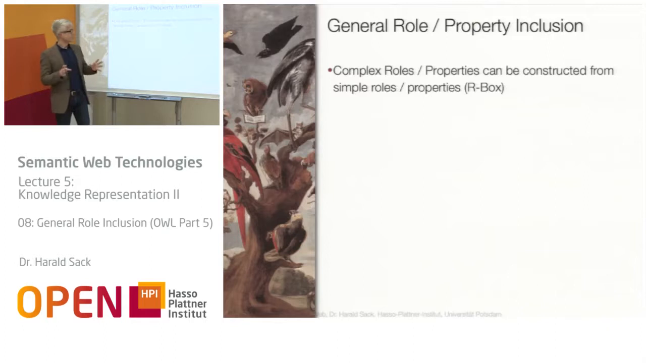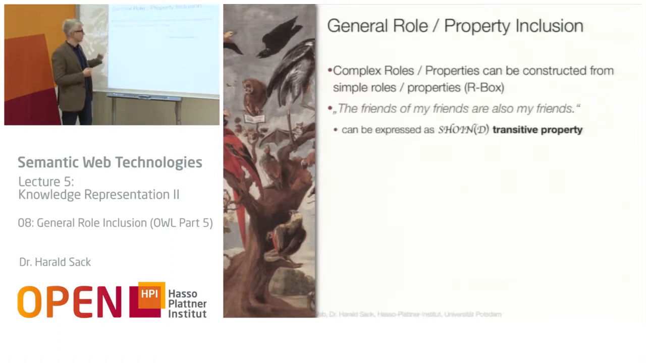Okay, so in general, complex roles or complex properties means you construct complex roles from simple roles by simply connecting them with each other. Simplest example, for example, the friends of my friends are also my friends. Yeah, you might say, okay, this is not so complicated. You can do this simply by saying that has friend or is friend is a transitive property. Then the friends of the friends are also the friends, and so on and so on.